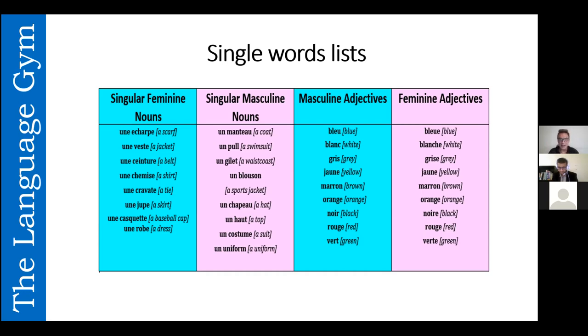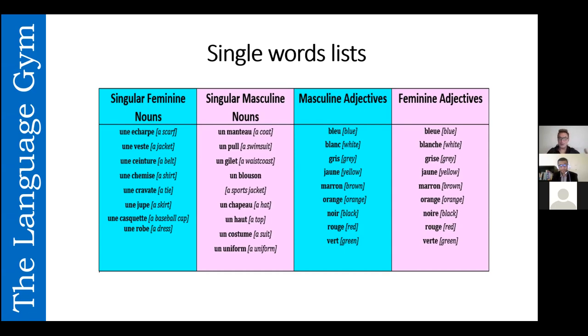How exciting. Some of them are masculine, some of them are feminine, yeah? The nouns, you notice that? Cool. Now, adjectives, first of all, in French, go after the noun. You don't say un bleu manteau, you say un manteau bleu, un manteau blanc, un manteau gris.